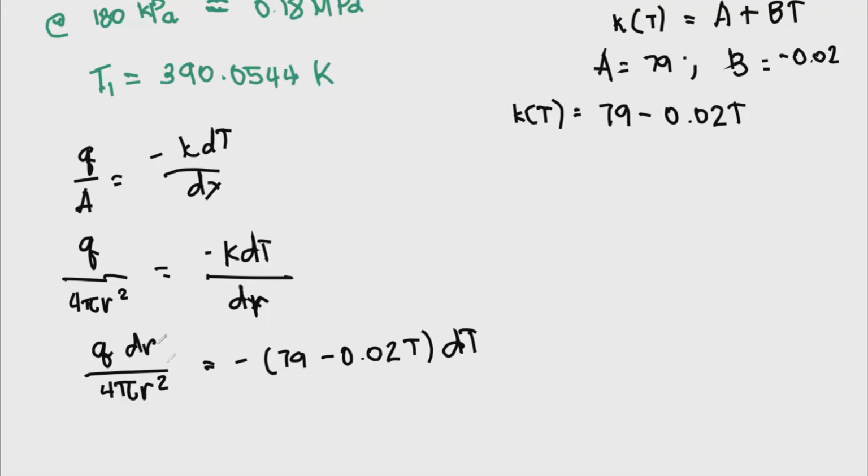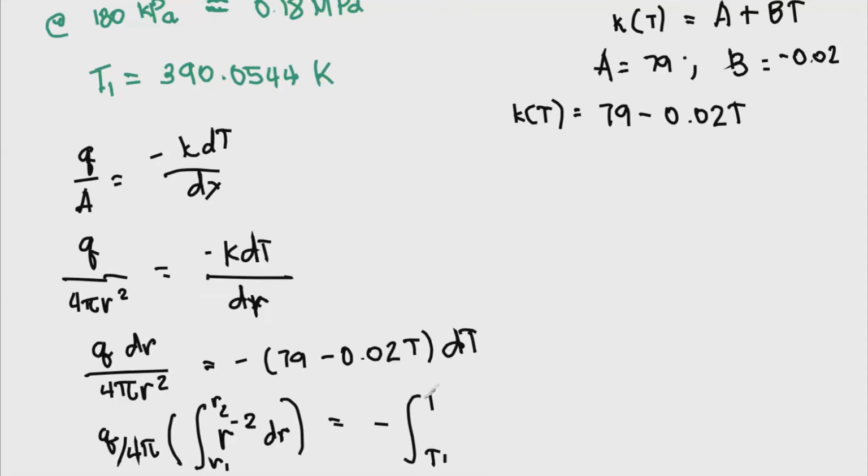integrate natin to from r sub 1 to r sub 2. Mangyari ito is, di ba, this can be rewritten as Q over 4 pi multiplied by the integral of r raised to negative 2 dr. This is from r1 to r sub 2. And then this is equal to negative the integral from T1 to T2, then 79 minus 0.02 T dT. Okay? So with that, let's continue.